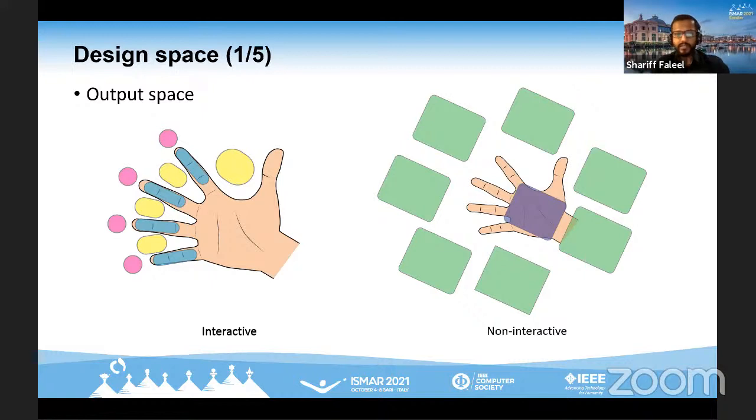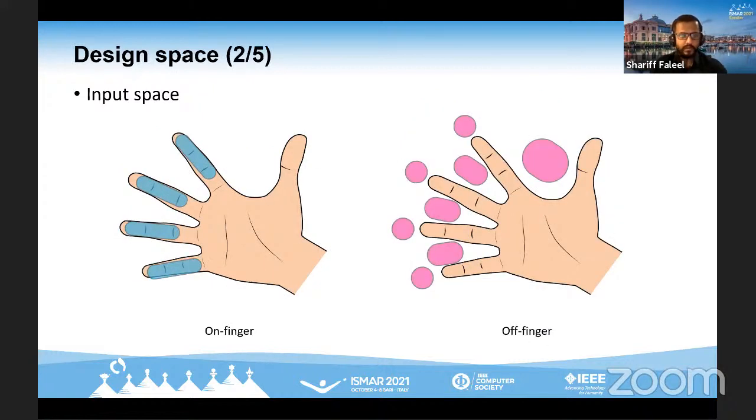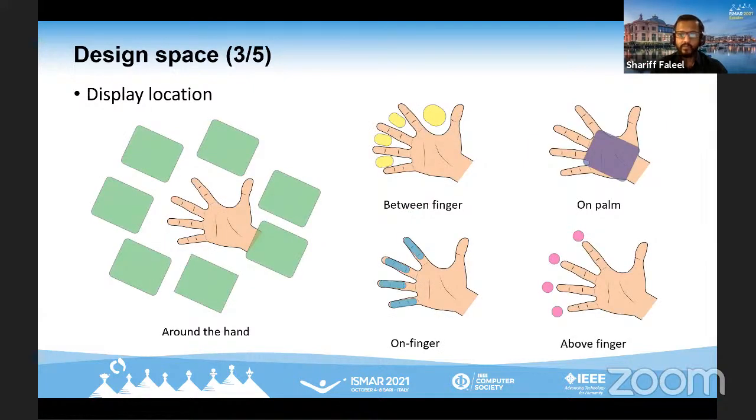And when you consider the interactive or the input part of the output space, you can further divide it into on fingers, that is, places on or around the hand where you can actually have tactile feedback, and then off fingers. And then you have where you'd be displaying these elements. So you have around the hand, between the fingers, on the palm, on the finger, and above the finger.